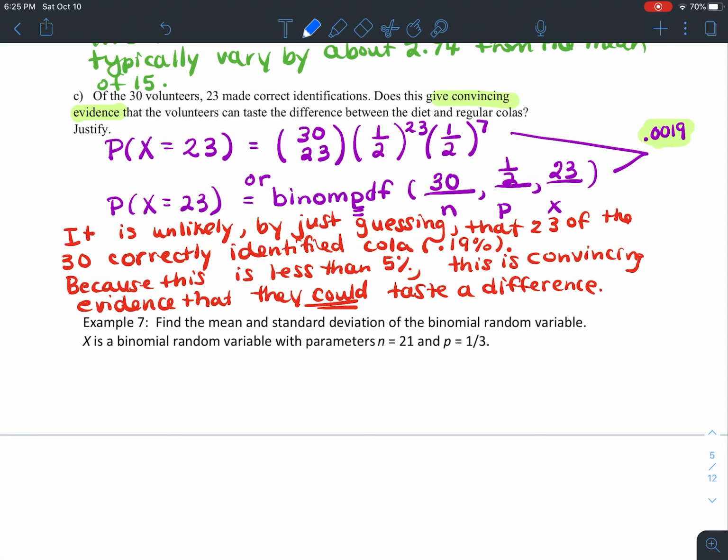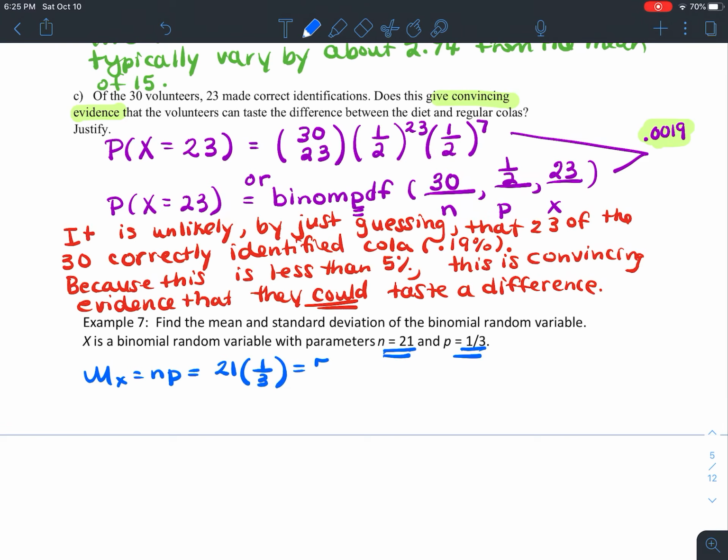Okay, in number 7 here, it says find the mean and the standard deviation of the binomial random variable x. And the parameters are the number of trials is 21 and the probability of a success is 1/3. We don't have a lot of context here. They are not asking us to interpret this. I think they're just wanting us to get comfortable with the formula.